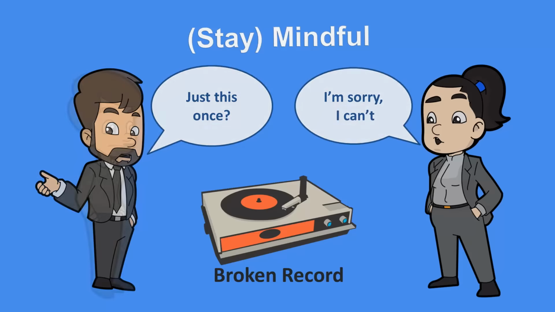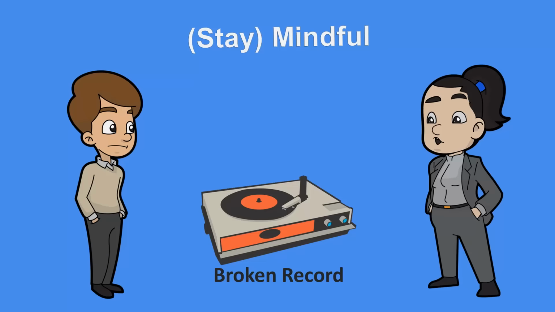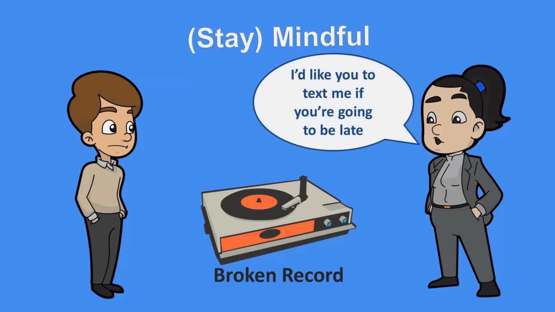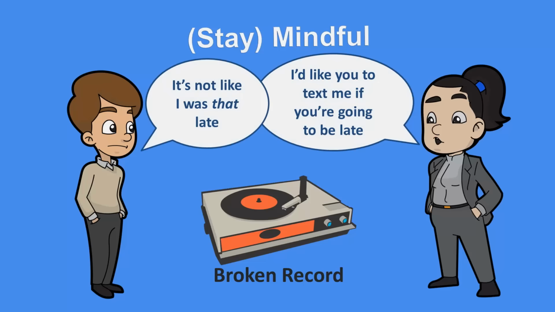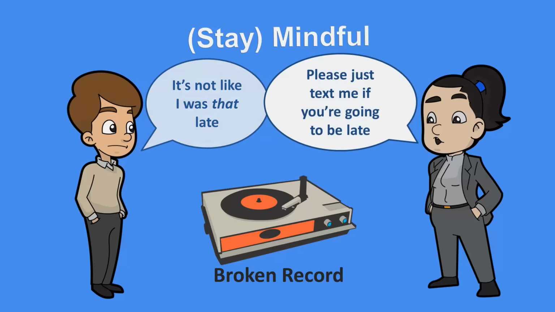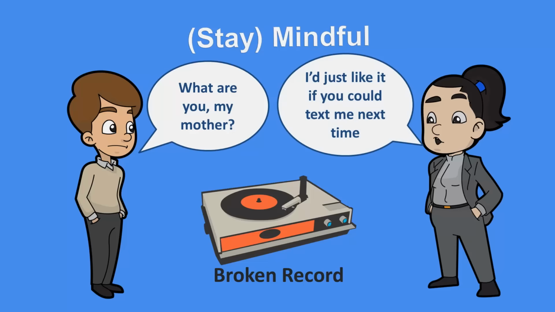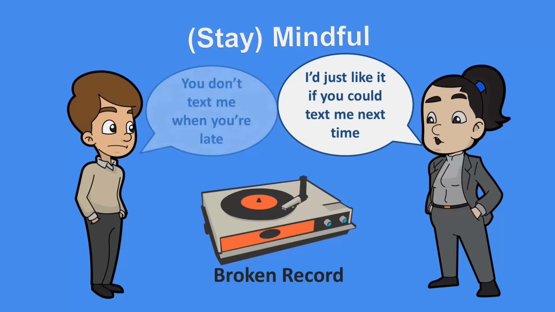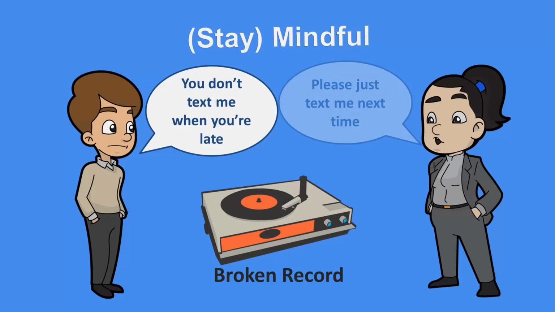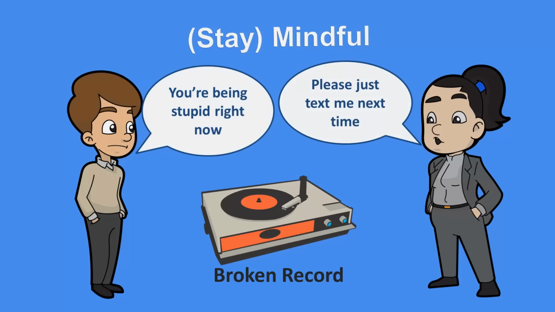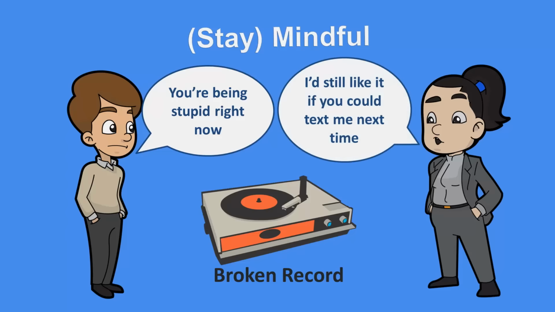If they attack or insult us or try to change the topic, we just keep repeating our point. I'd like you to text me if you're going to be late. It's not like I was that late. Please just text me if you're going to be late. What are you, my mother? I'd just like it if you could text me the next time you're going to be late. You don't text me when you're late. Please just text me next time. You're being stupid right now. I'd still like it if you could text me next time.